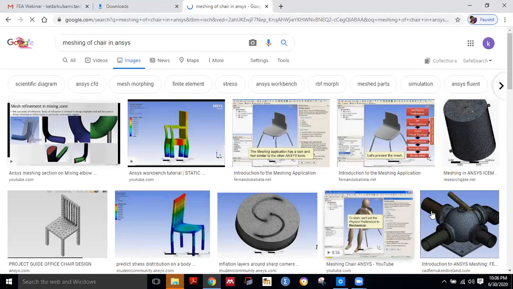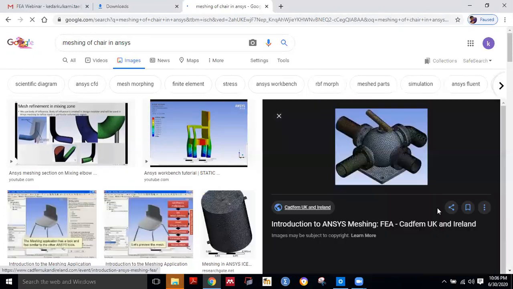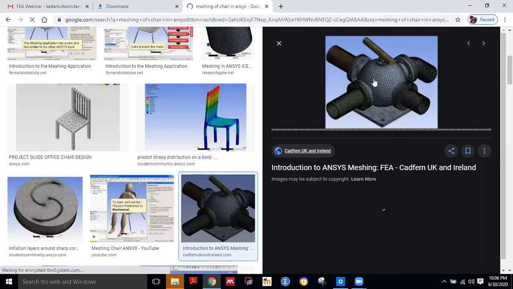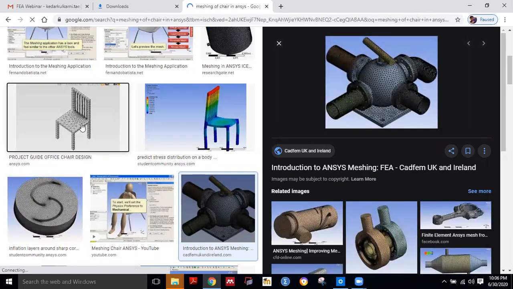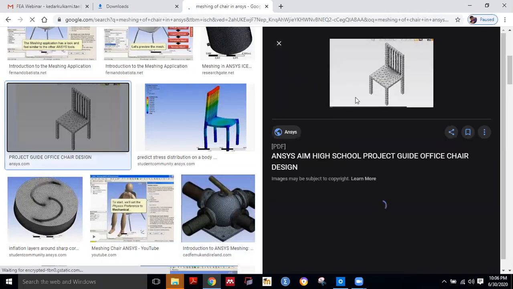So, see, you can observe here. There are some elements. Yes, this is the chair. You can see.